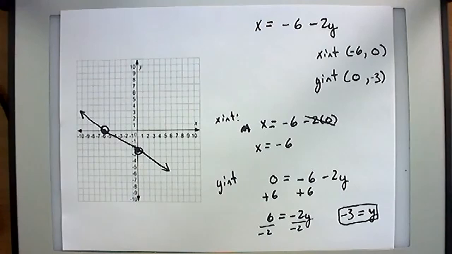Anyway, let me know if you need any help. As usual, review the graphing stuff because that's pretty much all we're doing going forward. Make sure you're comfortable with the 3 methods of graphing: y equals mx plus b, table method, and now graphing with the x and the y-intercepts.